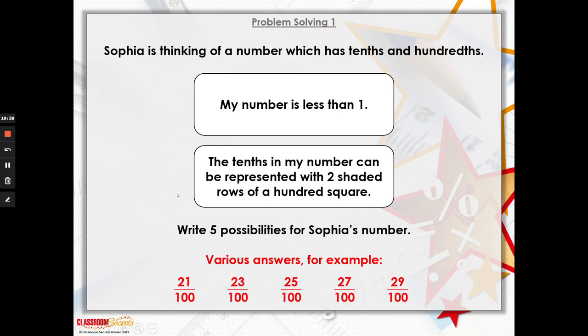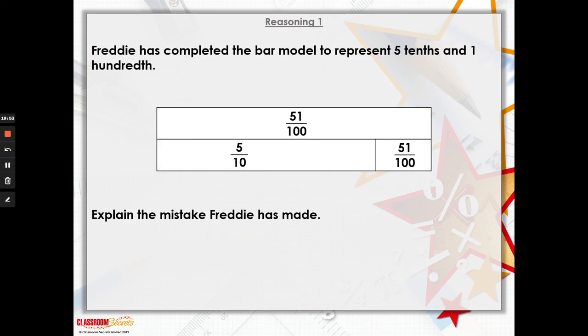So the tens in my number can be represented with two shaded rows of 100 square. So any of these numbers, 21, 22, 23, 24, 25, 26, 27, 28, 29, they were fine. Okay, in hundredths. Okay, 21 hundredths, 23 hundredths, 22 hundredths, and so on. So moving on to problem number 2.